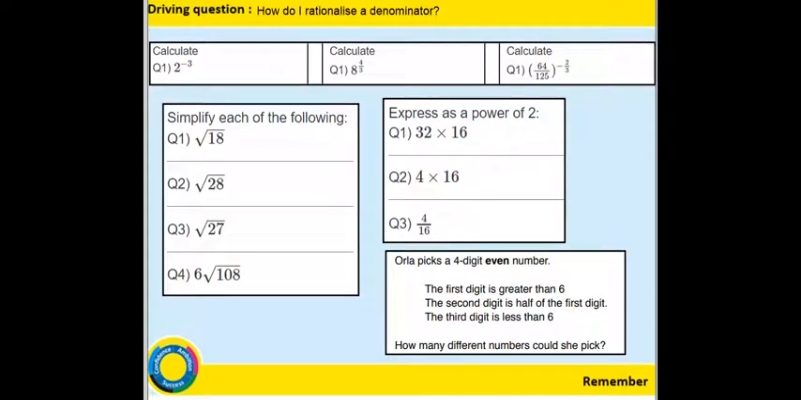Hello Year 10 and welcome to the second lesson on Unit 1.7 thirds. Today we're going to be learning how to rationalise a denominator.